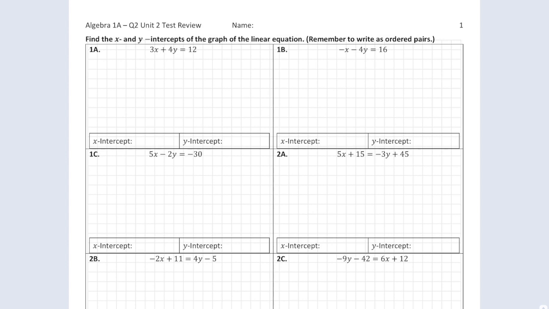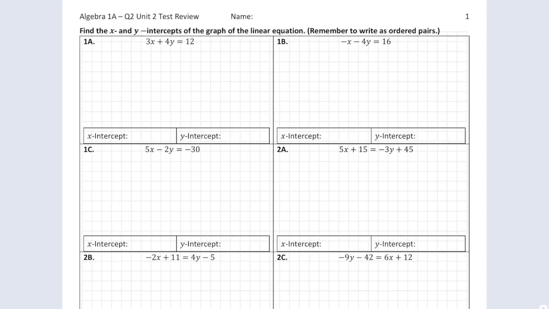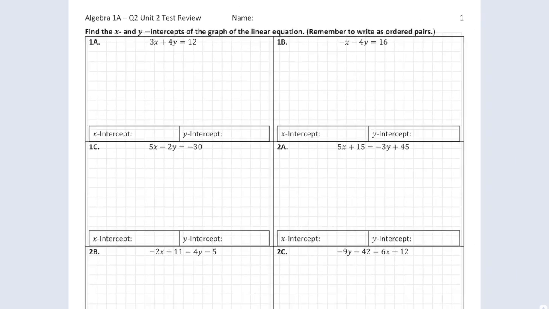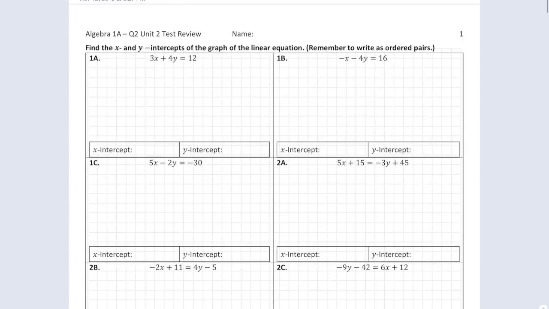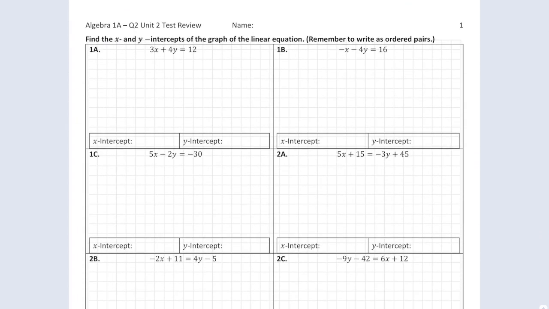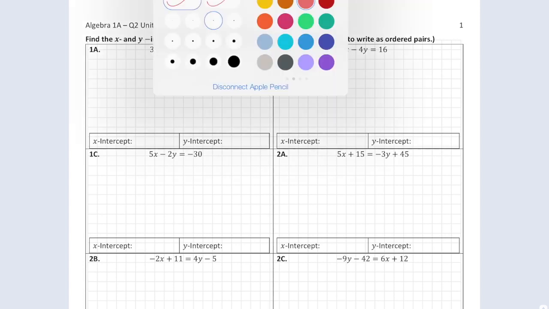Just like the last review, I wanted to go through at least one of each type of problem that you'll see from the review. Of course, you're not going to have this many problems on your actual test. To get an idea, if you see a 1A, 1B, 1C, that means you're going to get one problem like that. A 2A, 2B, 2C, that means you could see another problem like that. Okay? I'm going to go through and I'll do 1A.